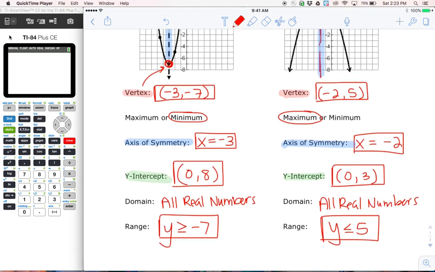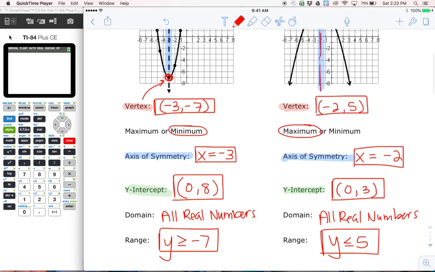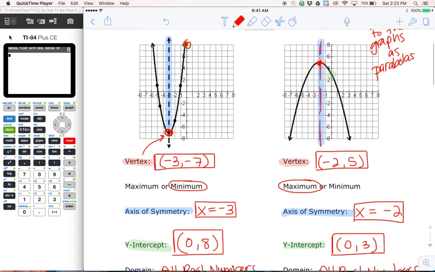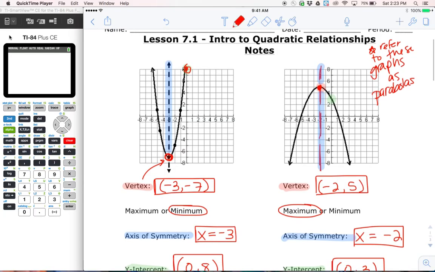All right, make sure that you can identify all 6 of these things for your quizzes today and just as a basis for the rest of this unit.